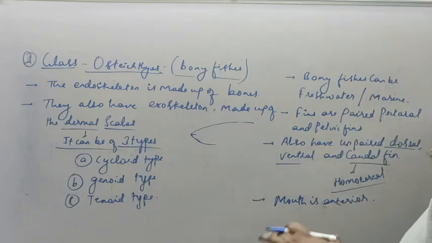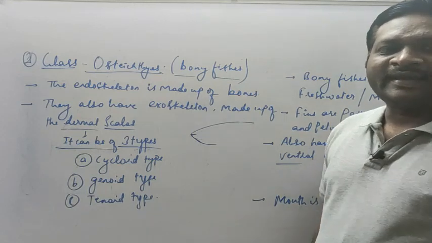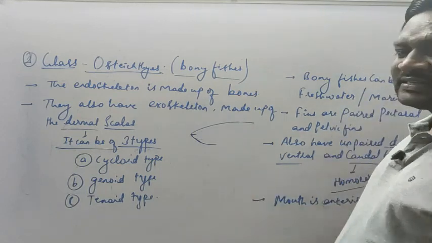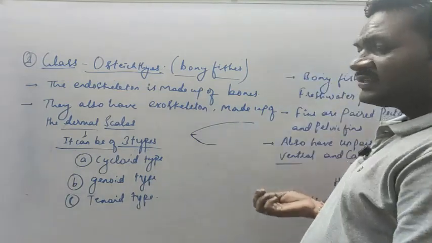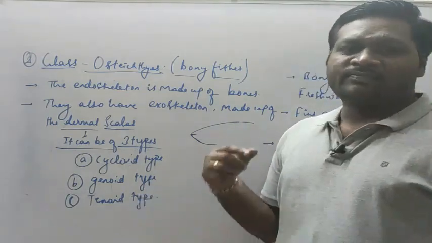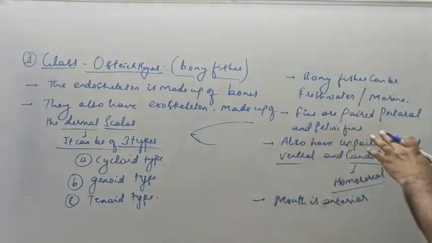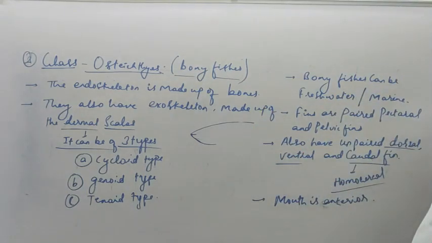Okay. Few more characters are also there. According to the digestive system, circulatory system, respiratory system, excretory system, then again reproductive system that we have to discuss. So you can pause the video and note down these points.